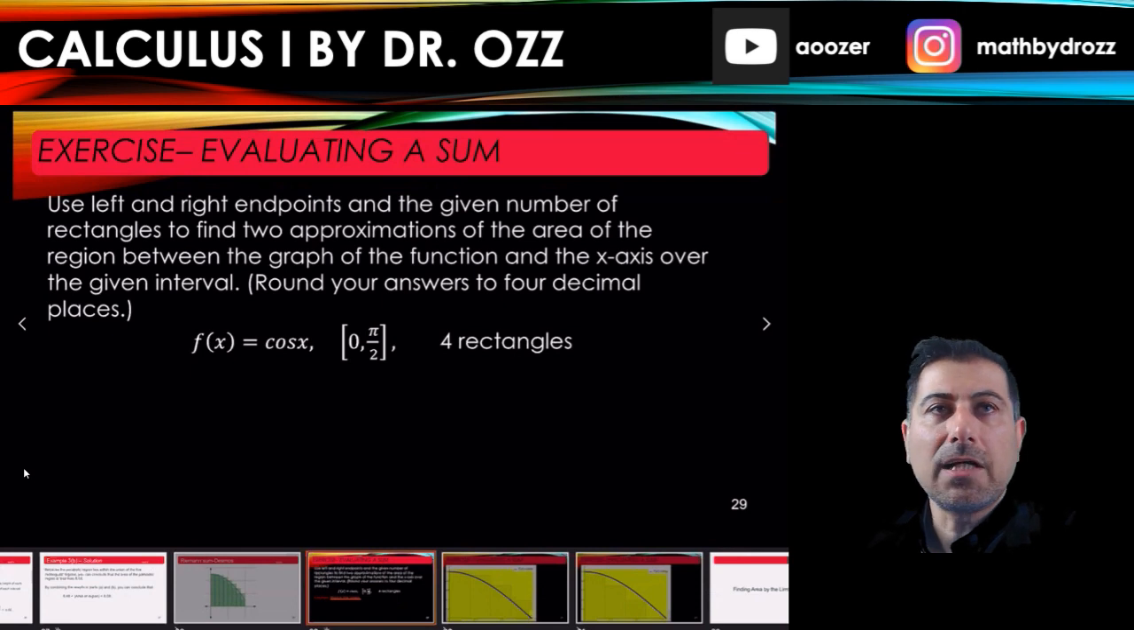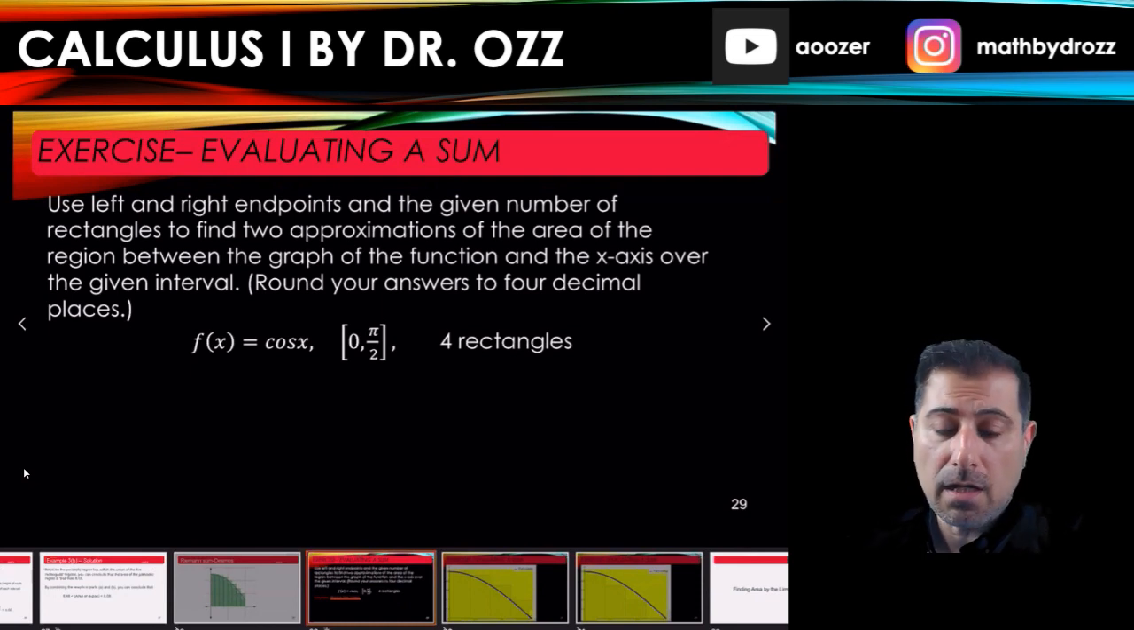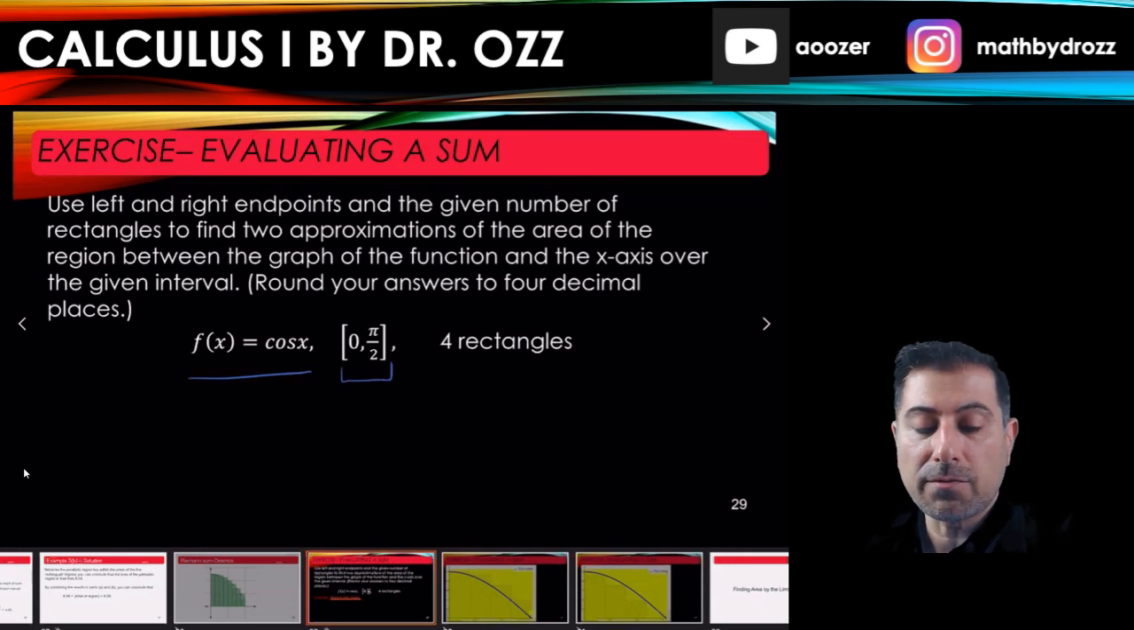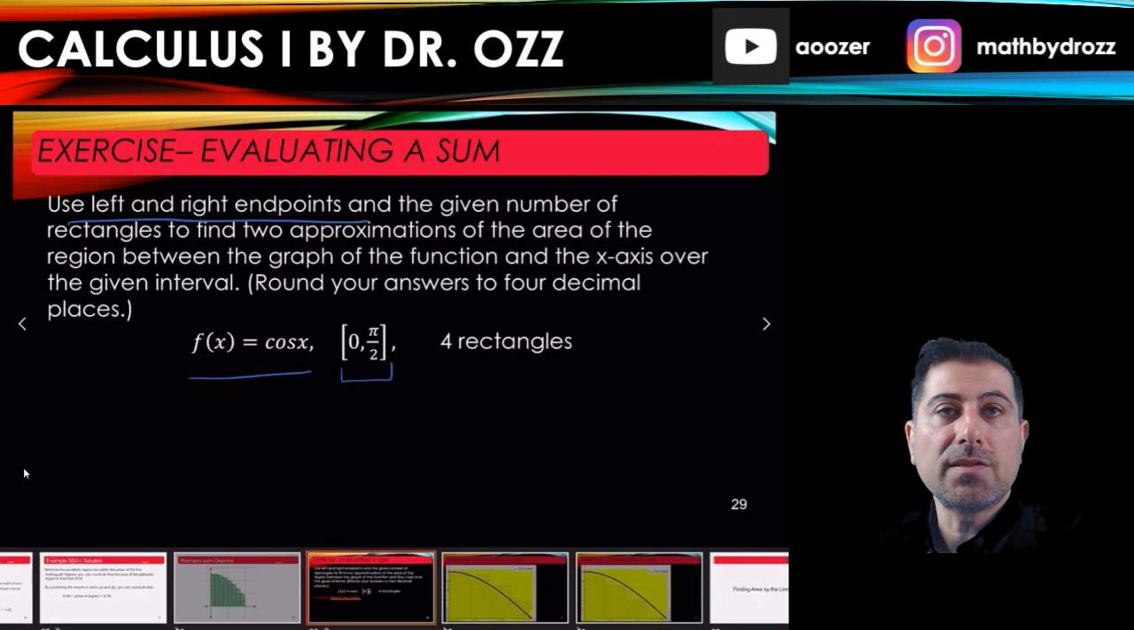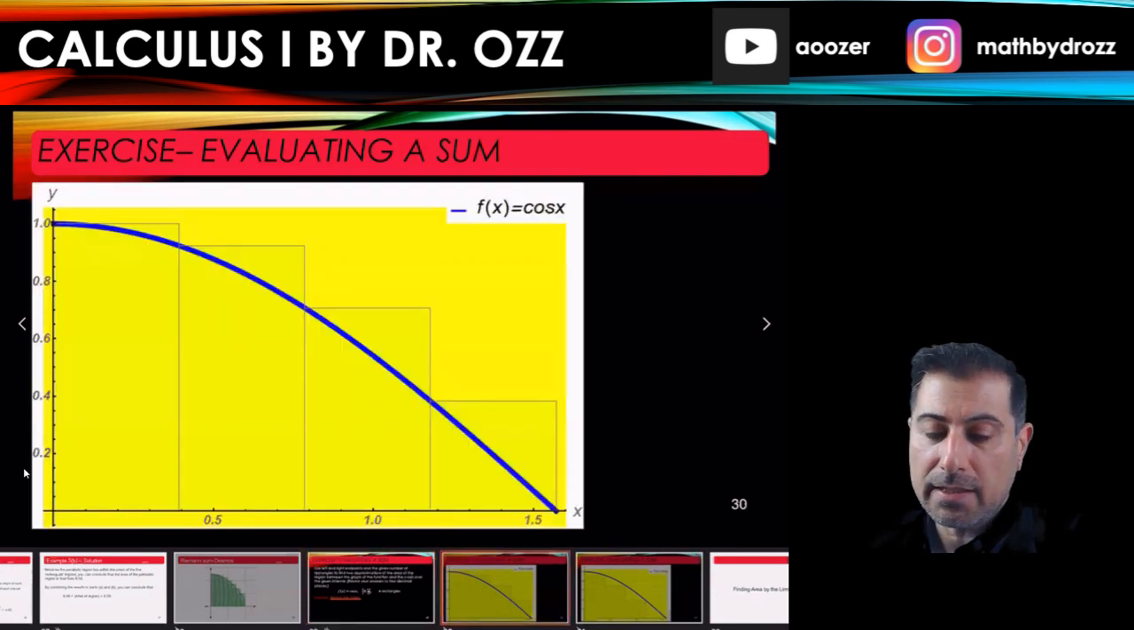So you may have a couple of exercises to go through after you watch this video. One of them is f of x equals cosine x, and then you have the interval 0 to pi over 2, using the left and right endpoints for each subinterval with 4 rectangles. The question is asking you to approximate the area between cosine x and the x-axis, as you can see in this picture. So please do it after you watch this video.